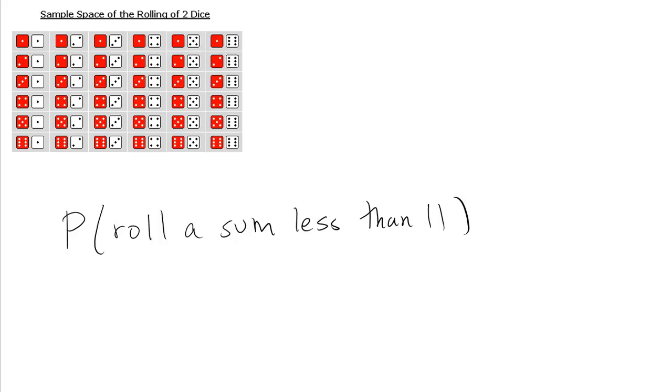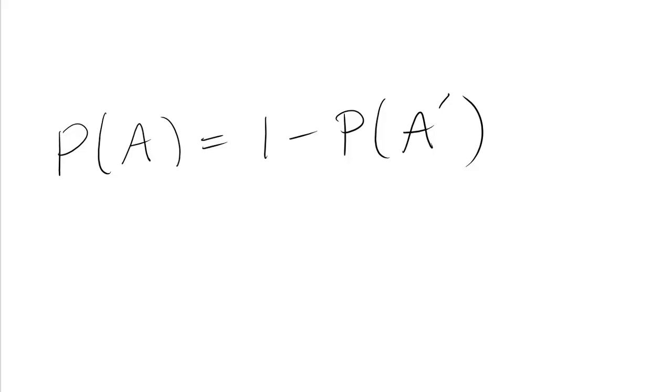The complement of an event is basically the opposite. And the opposite of rolling a sum less than 11 would be rolling a sum of 11 or more, which we already know the probability of. We just did that example. So now we just have to remember how the probability of an event and the probability of the complementary event are linked, and that comes from this rule. The probability of an event is 1 minus the probability of the complementary event. So when it's easier to find the probability of the complementary event, this rule comes in really handy.